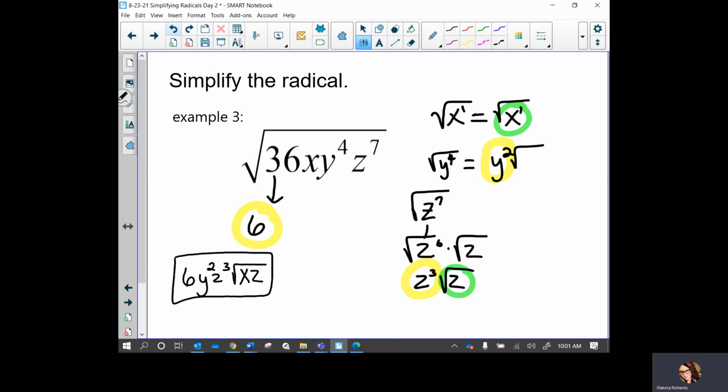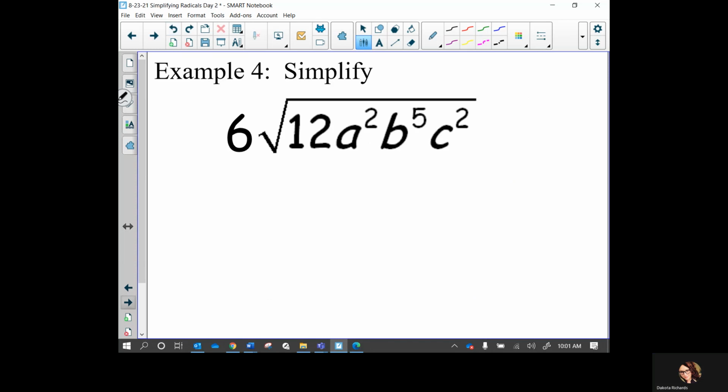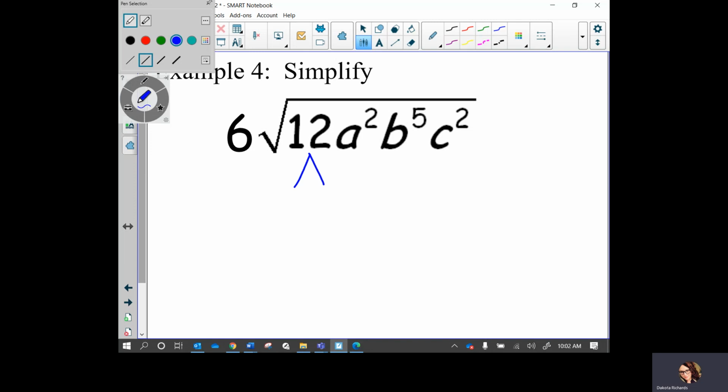Okay, one more example, then we're done for the day. Example 4, sorry. So we have 6 on the outside already. We have to break down the number 12, and then we have to break down a squared, b to the 5th, c squared. All right, so break down 12. You can do 2 times 6, and then 6 breaks down to 2 times 3. Okay, so those are your prime numbers we broke it down into. And I see a pair of 2s. And then we have this single 3.